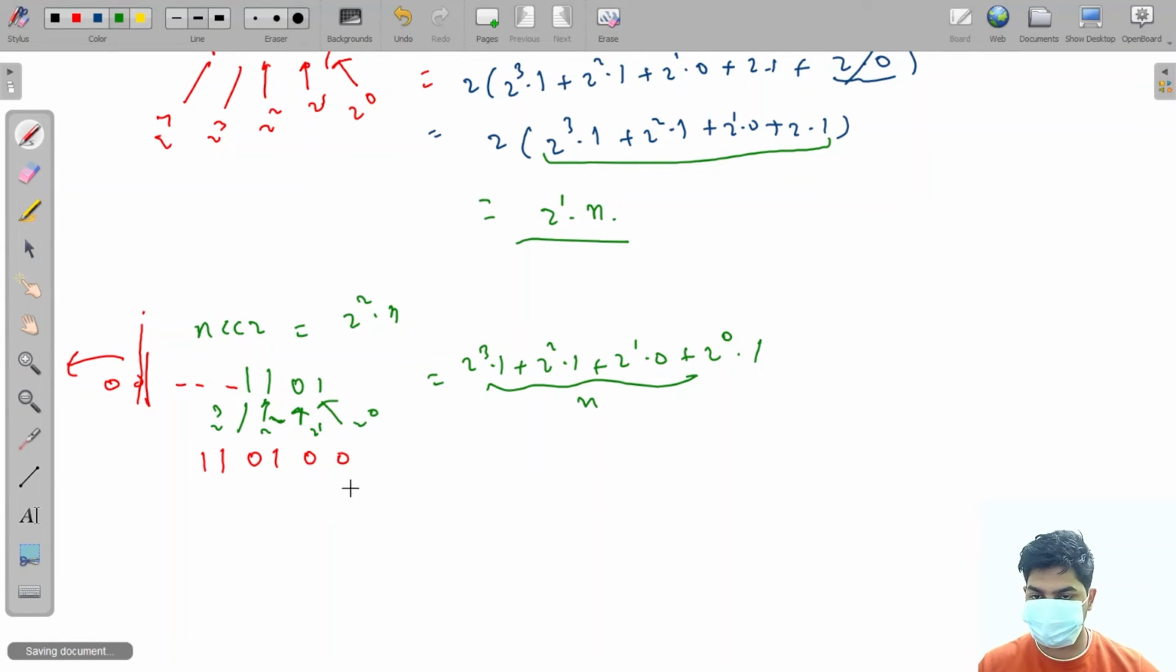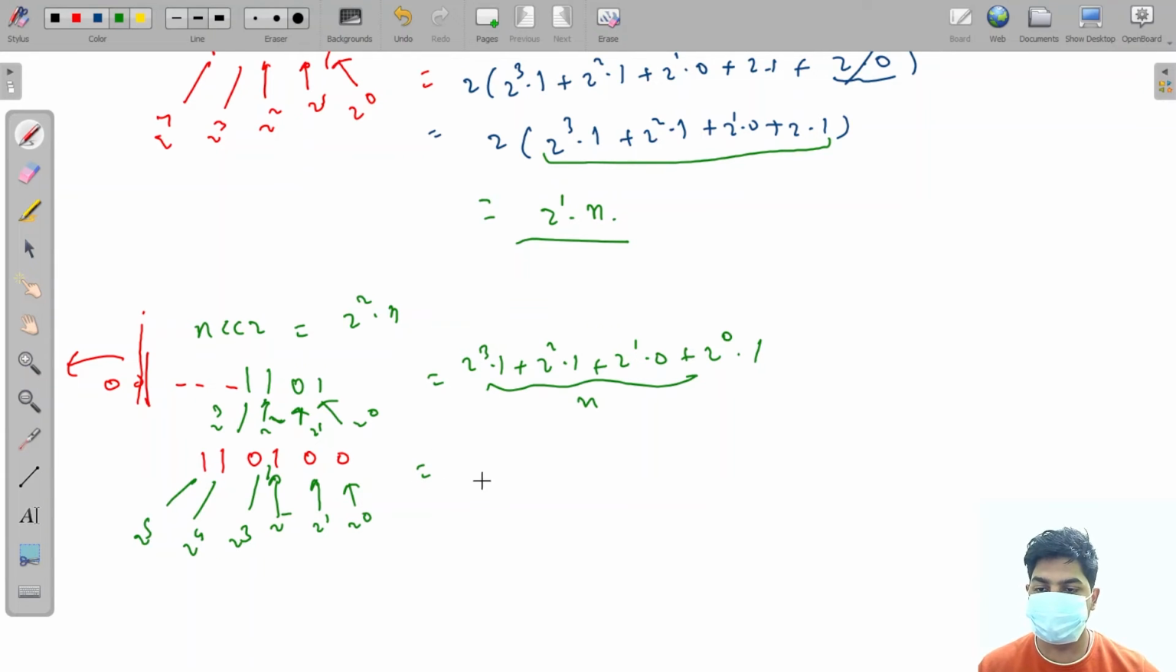Okay, so now after performing two left shift operations, this is 2 raised to power 0, 2 raised to power 1, 2 raised to power 2, 2 raised to power 3, 2 raised to power 4, 2 raised to power 5. So it will be 2 raised to power 5 into 1 plus 2 raised to power 4 into 1 plus 2 raised to power 3 into 0, 2 raised to power 2 into 1 plus 2 raised to power 1 into 0, plus 2 raised to power 0 into 0.